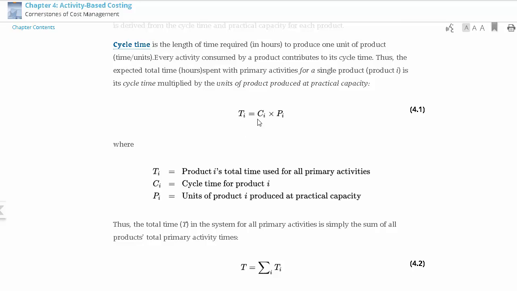T sub I is equal to C sub I times P sub I, where T sub I is the product I's total time used for primary activities. C sub I is the cycle time for product I, and P sub I stands for units of product I produced at practical capacity. So if you wanted to calculate the total time in the system for all primary activities, you would sum all of the products' total primary activity times. Just take the sum of total time.